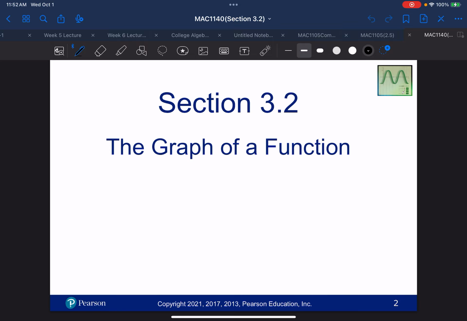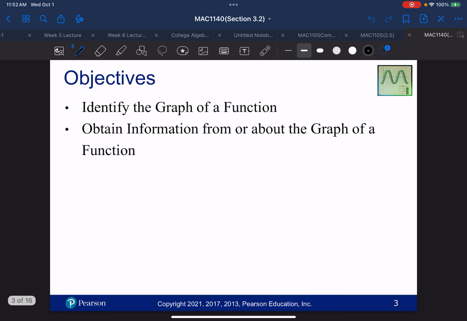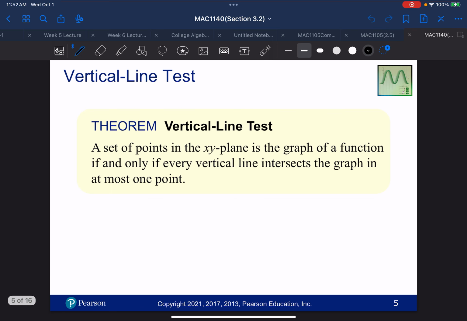Okay, in this video, I'm going to be going over section 3.2, which is really all about analyzing graphs of functions, determining whether a graph is a function or not, and talking about characteristics of graphs. So we're going to be identifying the graph of a function and learn how to obtain information from or about the graph of a function.